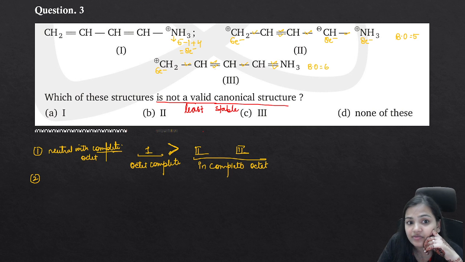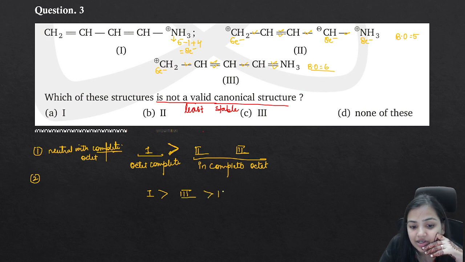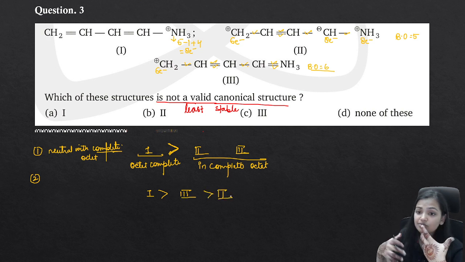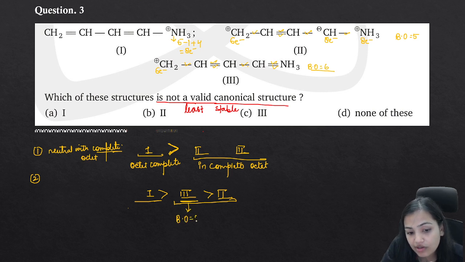So bond order is 5 and here, 1, 2, 3, 4, 5, 6, bond order is 6. So which is more stable? Out of 3 and 2, we can say that 3 is more stable than 2. The more the bonds, the more the attraction, the more the stability. So first, because of complete octet, out of second and third, third is more stable because of bond order, that is 6, rather than here the bond order, that is 5.